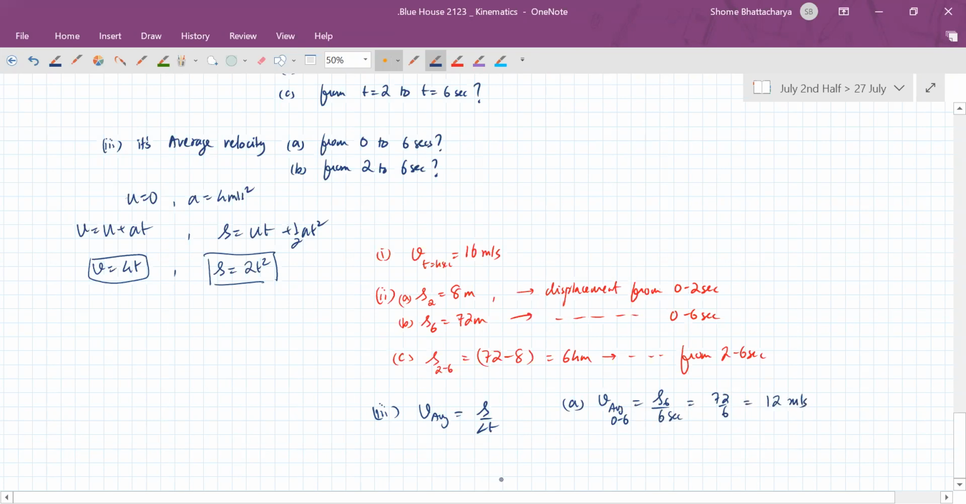But the average velocity from 2 to 6 seconds is going to be the displacement between 2 to 6 divided by that time interval, which is now 6 minus 2, or 4 seconds. So it is 64 divided by 4, which is 16 meters per second. This is a typical application of this situation.